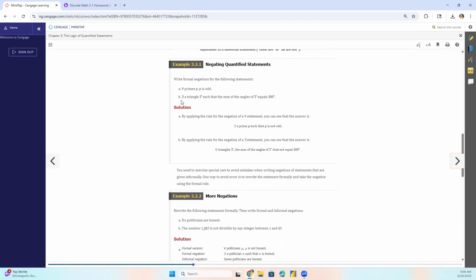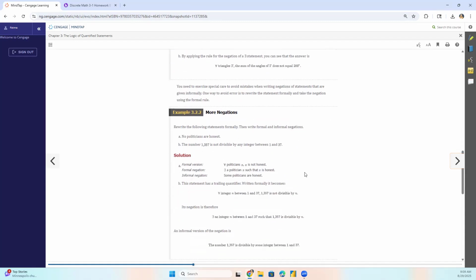When we look at part B: there is at least one triangle T such that the sum of the angles of T equals 200. When I want to negate this, instead of "there is at least one triangle," I have to change it to "none of the triangles" or "all triangles." So all triangles T, the sum of the angles of T does not equal 200, because for this quantifier, its negation is the upside down A.